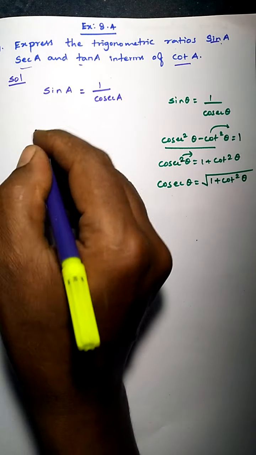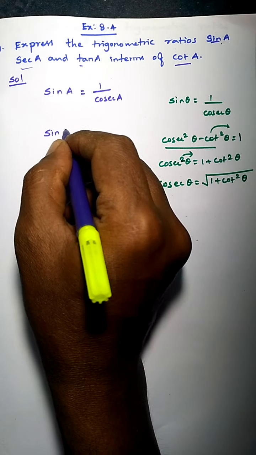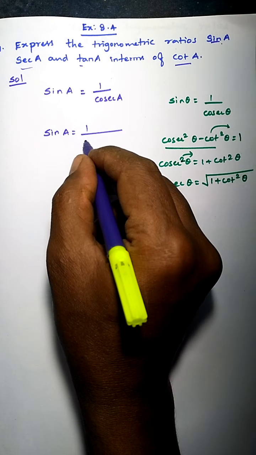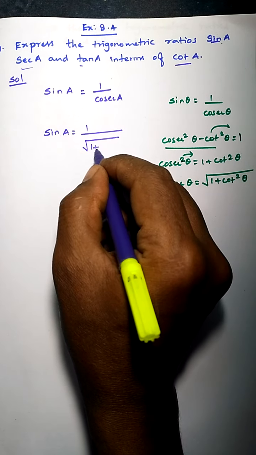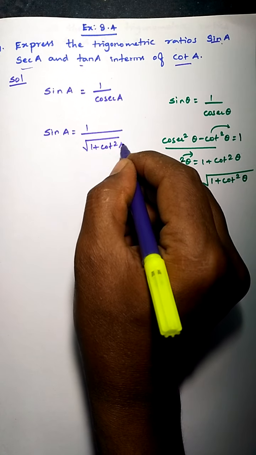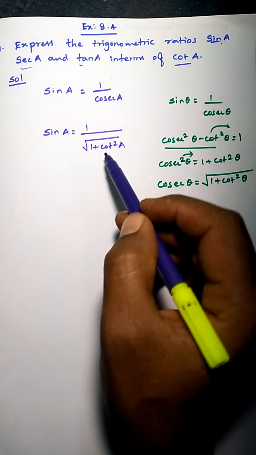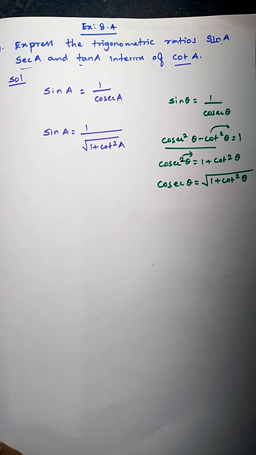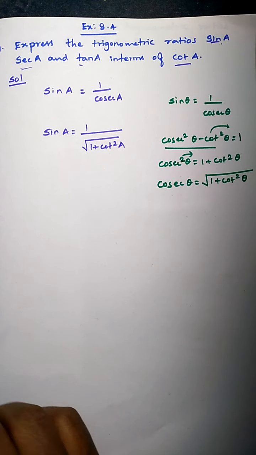Now let's write sin A equal to 1 by cosecant A. Instead, we can write 1 by the square root of 1 plus cot square A. So we got the answer in cot square, that means in terms of cot. That's the answer. Let's take now secant A.